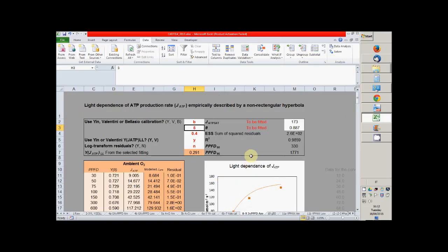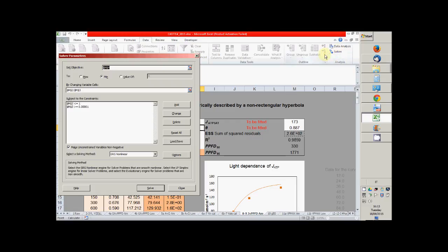The curve has got an initial slope YJATP-LL, which is automatically copied from the selected fitting. A saturated value JATP sat, which is the horizontal asymptote or the value of JATP extrapolated under infinite light intensity, and an empirical curvature of the hyperbola.